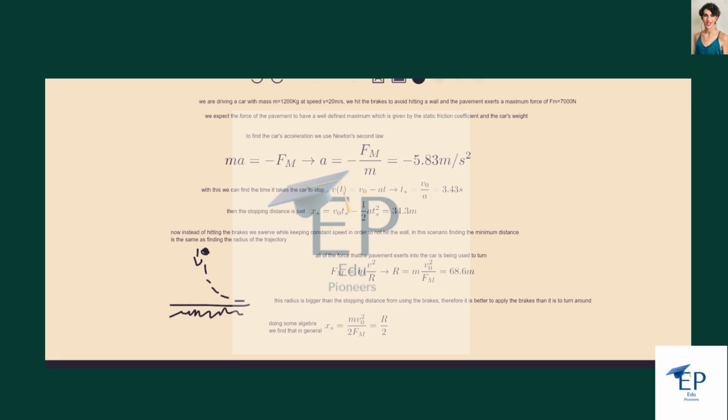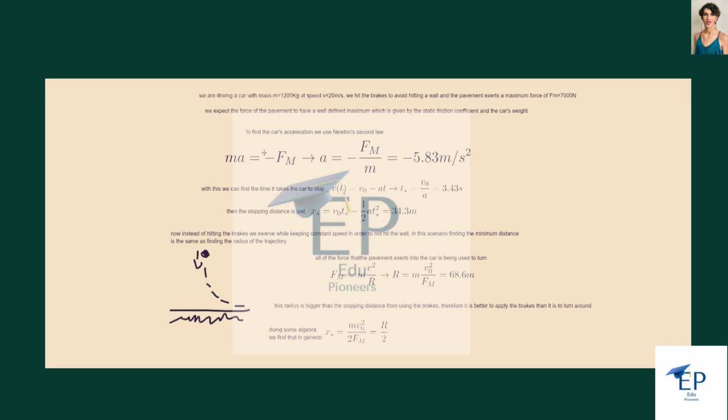In this problem, we are driving a car, and the car has a mass of 1,200 kilograms. First, we're driving this car at a constant speed of 20 meters per second, and we see a brick wall in front of us. We hit the brakes to avoid hitting this brick wall, and we know that the pavement exerts a maximum force on the car that we'll call Fm of 7,000 newtons.